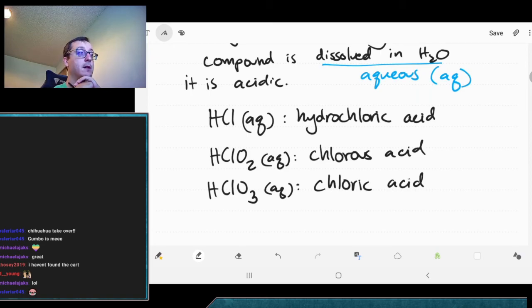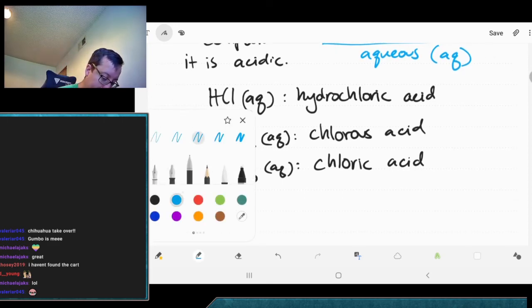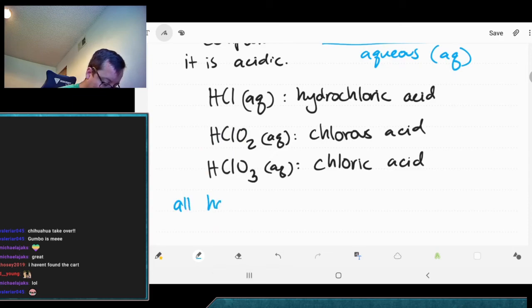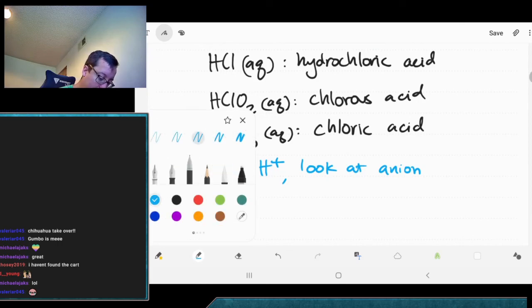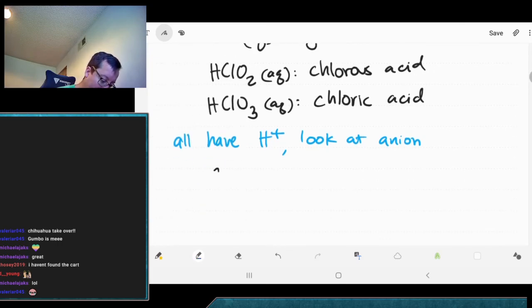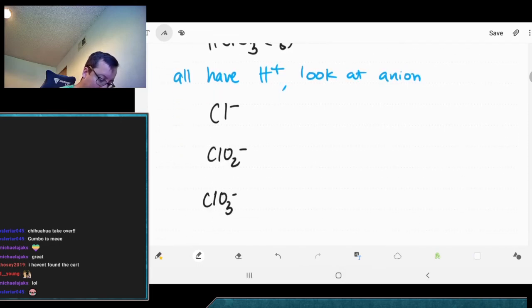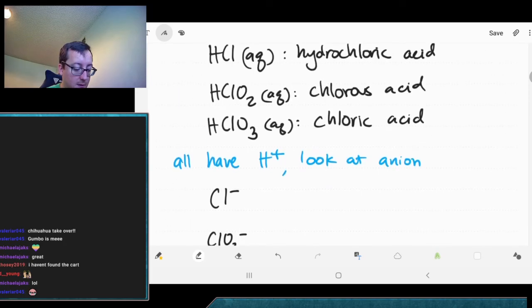It'll be fun. This is how we do it. Because all of these have H+, so we look at the anion. The anion is going to be what's different, because all of these have H+, right? They all start with H, they all have H+. So, if we look at these three, these are the anions for those three acids.